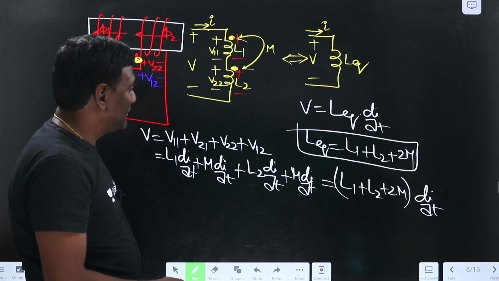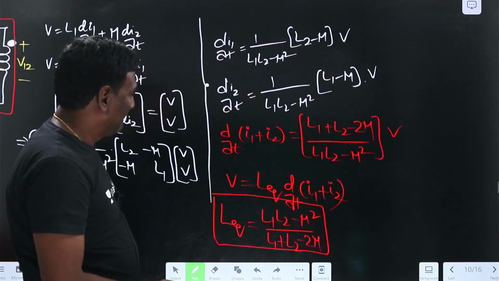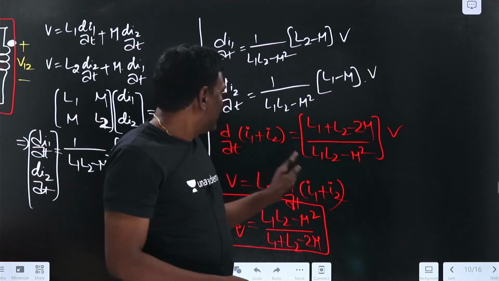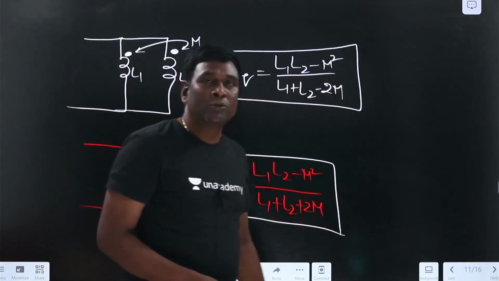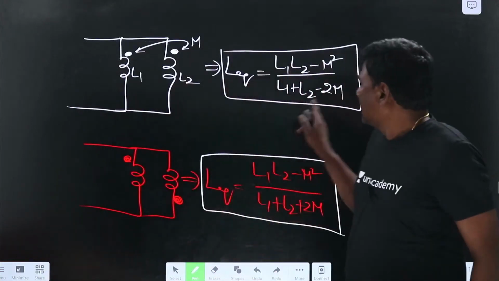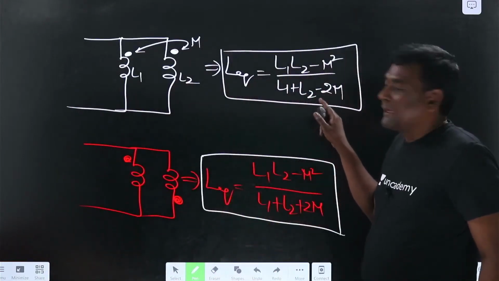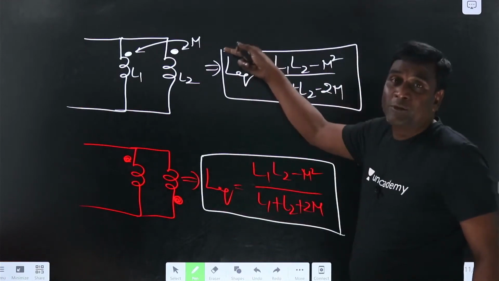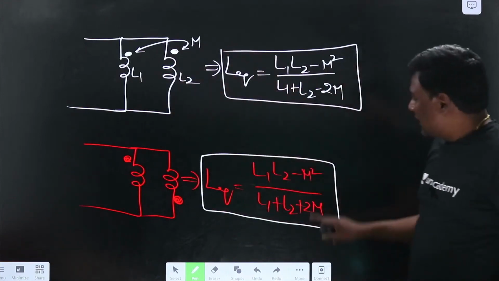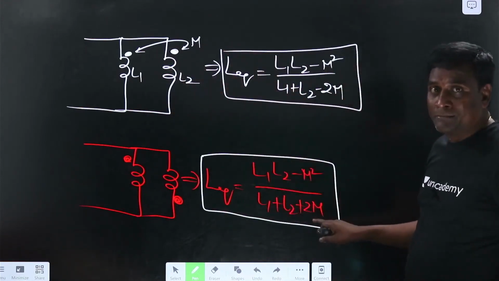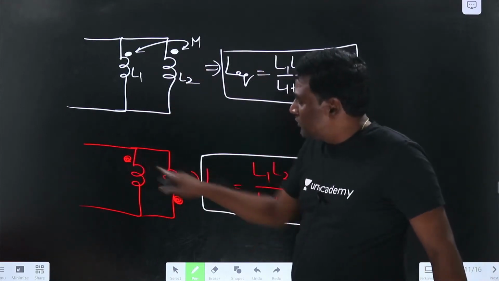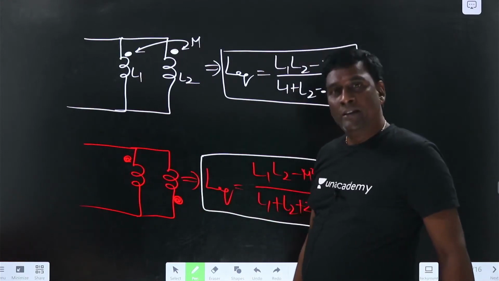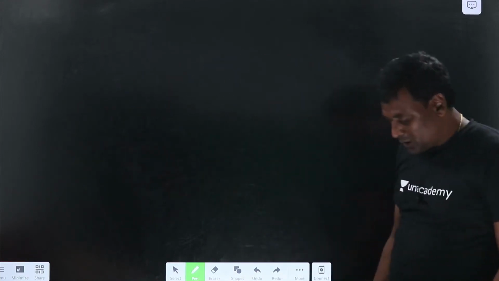because I'm a faculty, I need not remember. L1 L2 minus m square divided by L1 plus L2 minus 2m in aiding. If the denominator is reduced, L equivalent is going to be increased, so that is aiding. And with the denominator plus 2m, L equivalent is going to be reduced, so in the opposing case it is going to be reduced. And in the next sessions we are going to solve beautiful problems again.